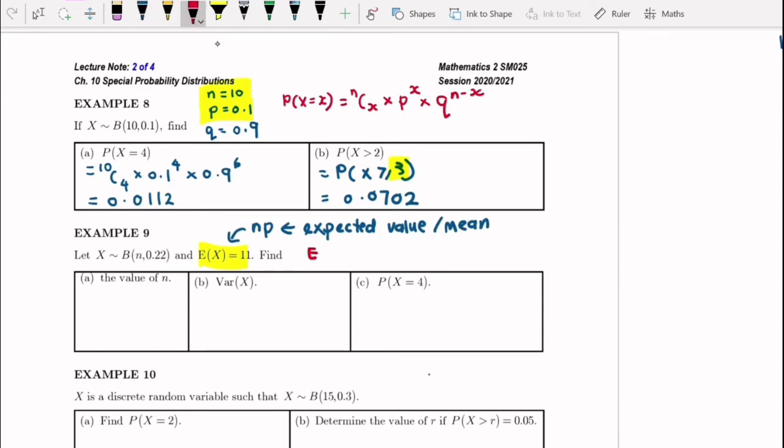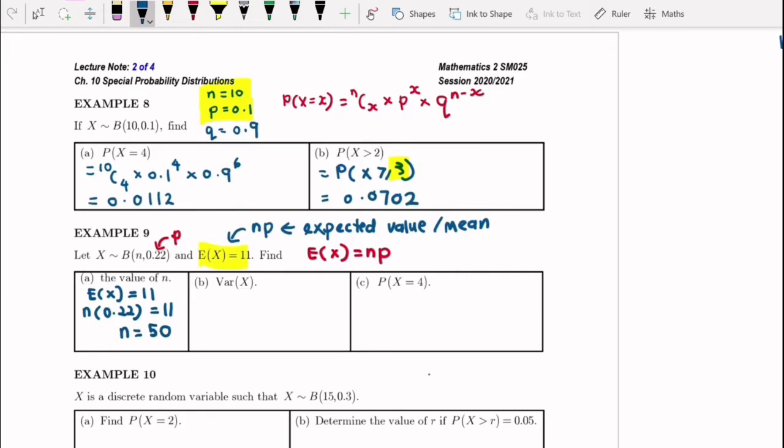So, we have one formula here. Expected value ex is equals to n times p. So, to solve this question, from the expected value ex equals to 11, just substitute the value of p we have here. This is the value of p, so n times 0.22 is equals to 11. Then n equals to 11 divided by 0.22, which is 50.